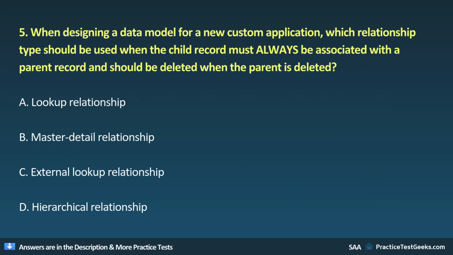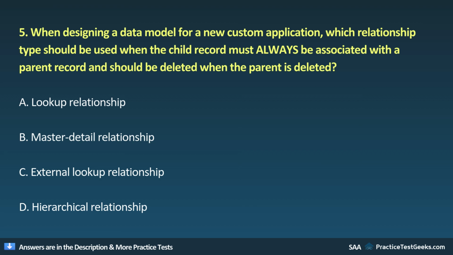5. When designing a data model for a new custom application, which relationship type should be used when the child record must always be associated with a parent record and should be deleted when the parent is deleted? A. Lookup relationship. B. Master detail relationship. C. External lookup relationship. D.